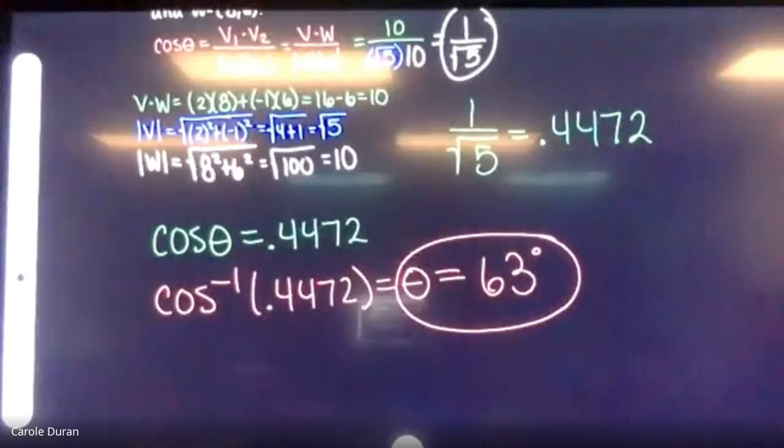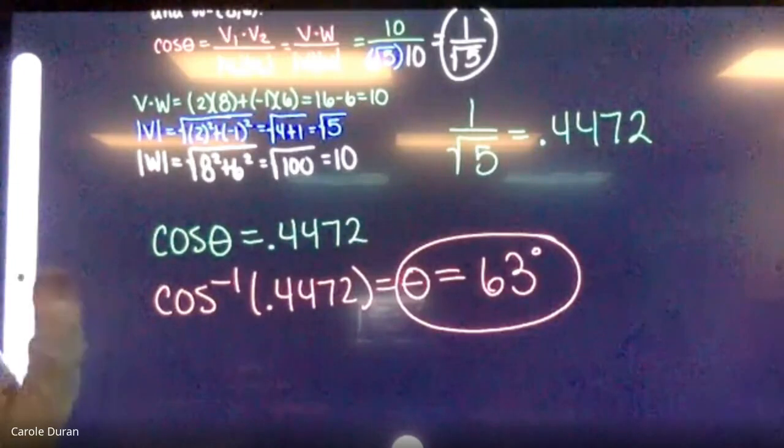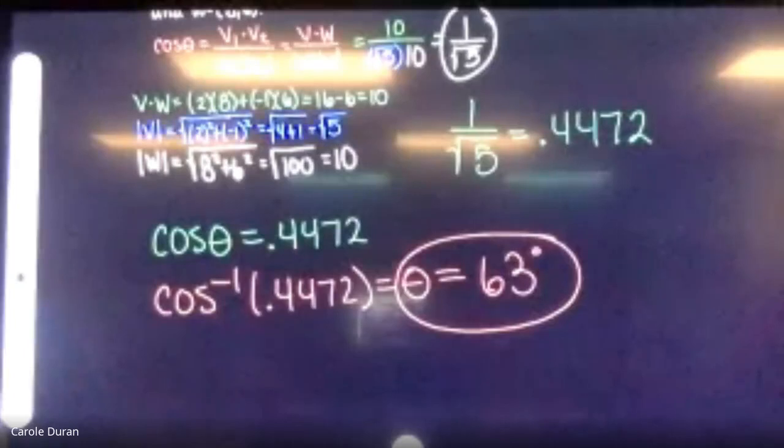So if you were to formally write out the answer here, we would say the angle between vector v and w is 63 degrees. Does this make sense? I'm really just asking, does this make sense seeing it? Yes, it makes sense.